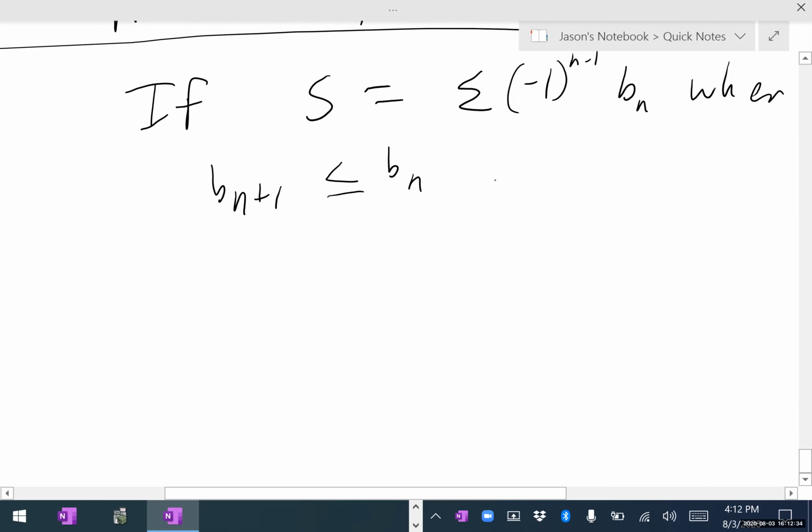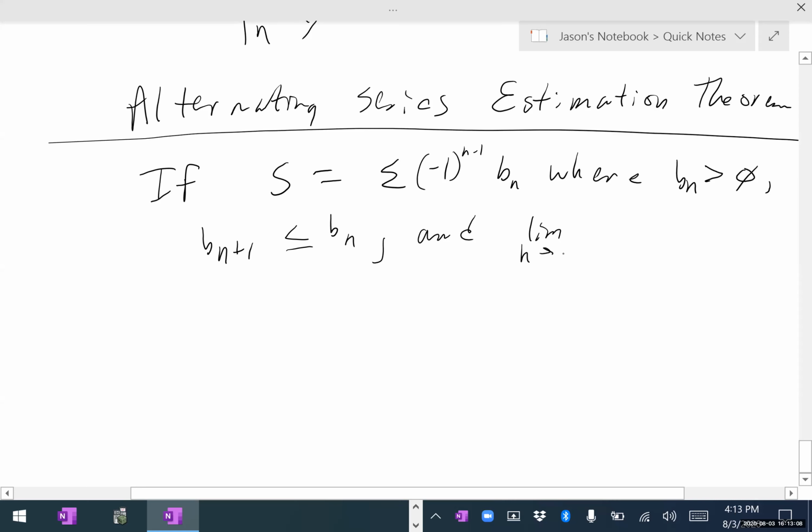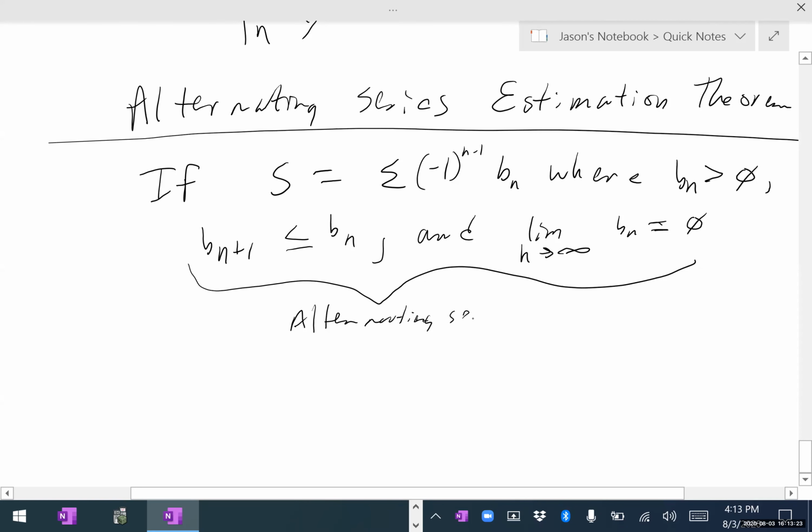Okay, I can erase, I can draw, perfect. If S is equal to the summation of negative 1 to the n minus 1 times b sub n, where b sub n is greater than 0, and the terms are decreasing, and the limit as n goes to infinity of b sub n is equal to 0, basically it's saying the alternating series test is satisfied.